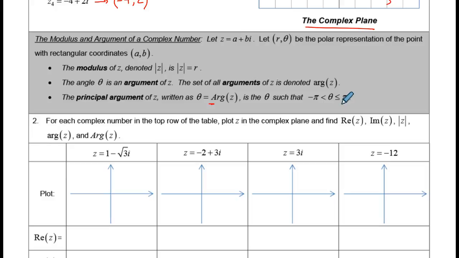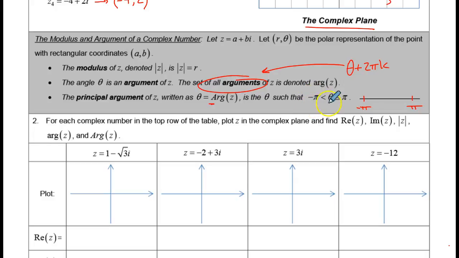Well, if the principal argument is theta, then any argument could be theta plus 2 pi k. So that would be the set of all arguments, whatever the principal argument is, plus 2 pi k. Now just another quick word here about the principal argument. I want to show you the interval on a number line of values that are acceptable for the principal argument, because sometimes we struggle as students to pick the right values and know what the endpoints look like, those kinds of things.